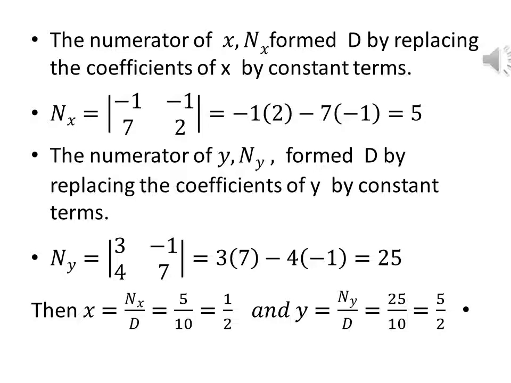What is y? y is equal to Dy over D. The value of Dy is 25. The value of D is 10. So y is equal to 5 over 2. So x equals half, y equals 5 over 2. We can check our result by substituting in either of the two equations. Left-hand side equals right-hand side.